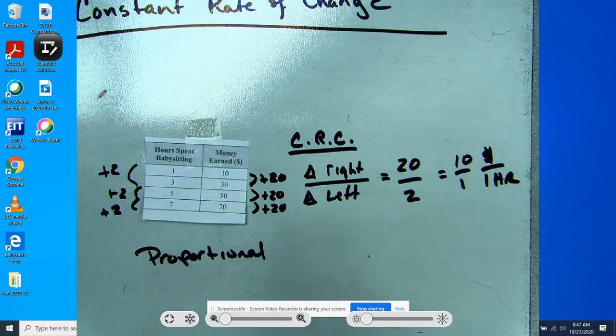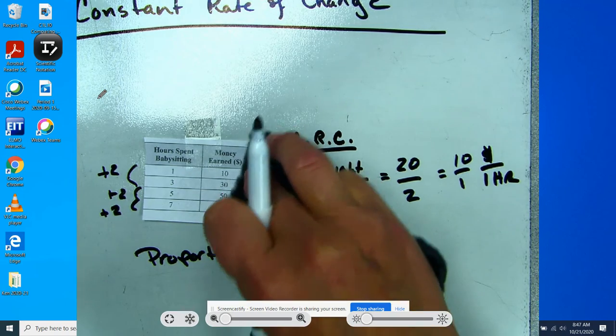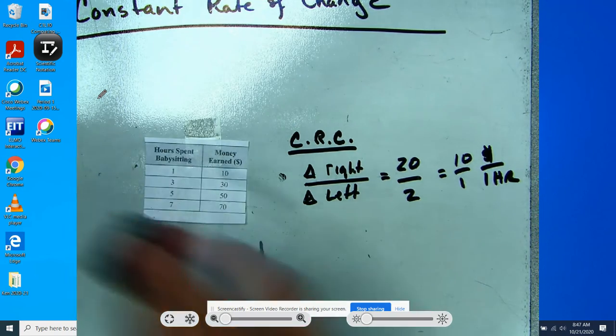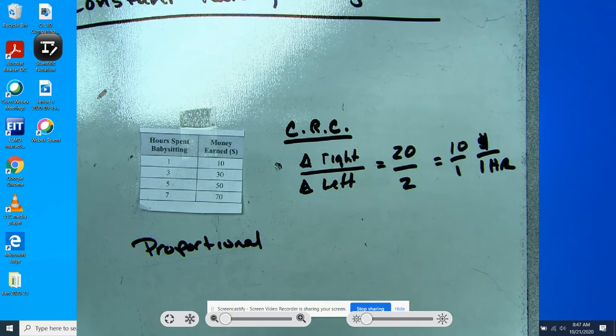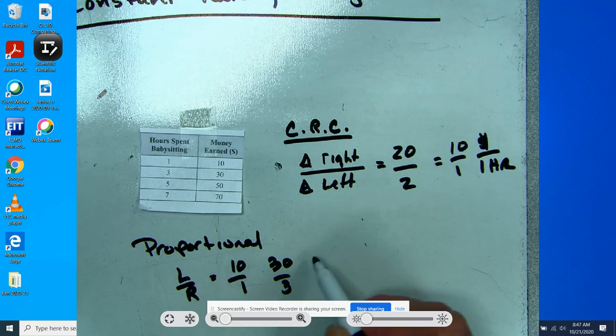In order for it to be proportional, we're going to take away where we found the change, and we are going to see if we can create fractions that are the same. So we're going to put the left over the right. Okay, the left is 10, the right is 1. The left is 30, the right is 3. The left is 50, the right is 5.